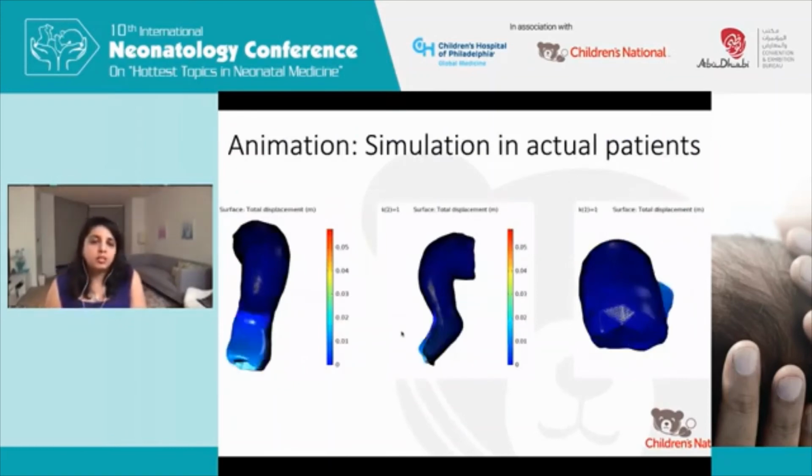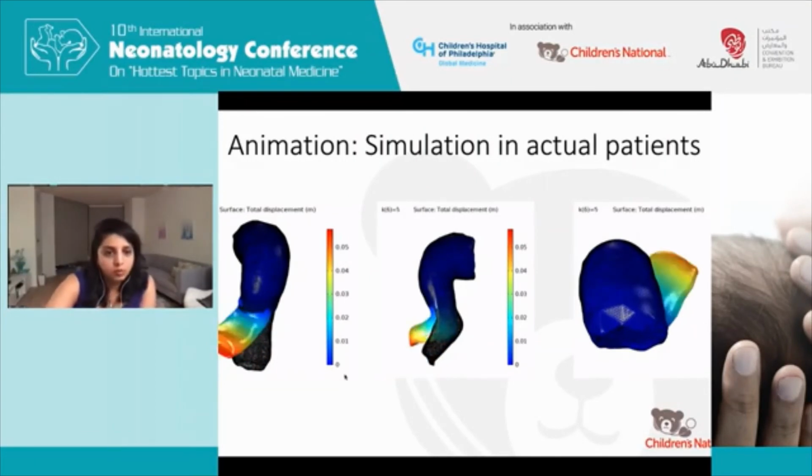And this is an animation. We took a patient's casting series and we animated it to see what all the different changes would be. So this is the same cast in 3 different views, and you can see what the direction of correction is here.